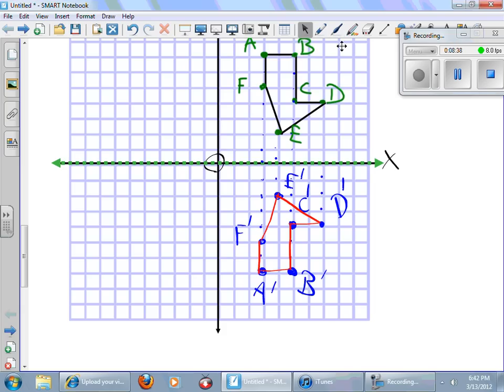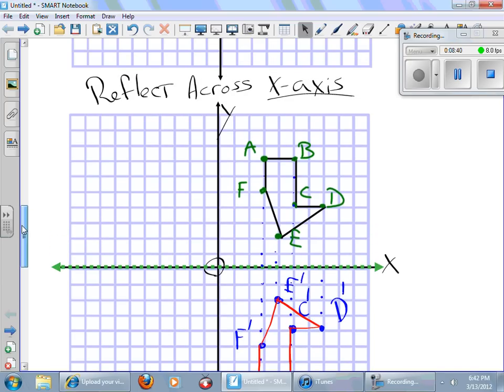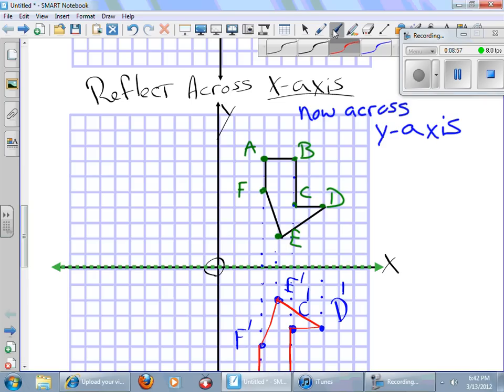This time, let's reflect the original shape across the y-axis. All right, the original shape. Now I'll call the next ones double primes. I'll put 2 little prime marks so that I can tell what they are. So this time my mirror, and I'll do my mirror in purple, is the y-axis. So all you have to do is know where the mirror is. All right, so I'll count. A is 1, 2, 3 from the mirror. A double prime will be 1, 2, 3 from the mirror.